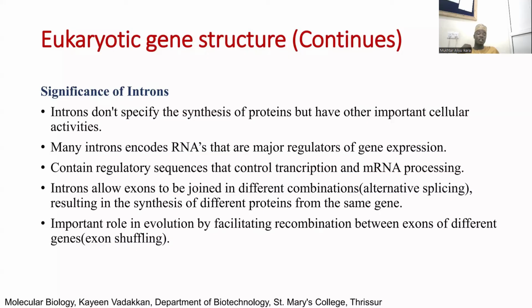Also, introns play an important role in evolution by facilitating the recombination between exons of different genes. So exons are important in facilitating genetic recombination, which is actually involved in evolution. And this is what we call exon shuffling. So exons are important in exon shuffling.